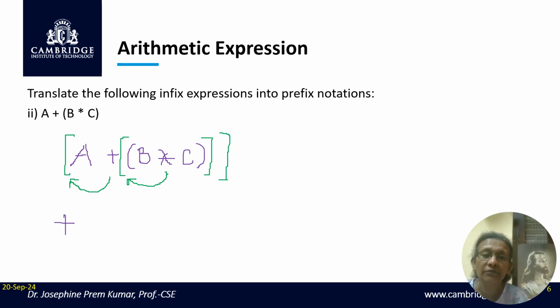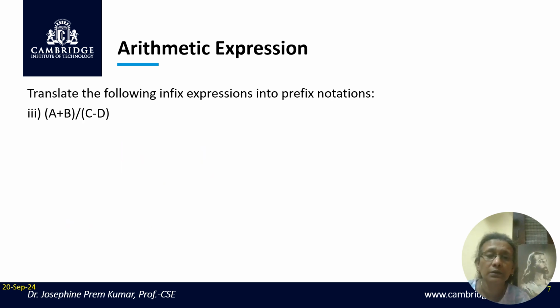Then I have A, then I have the left square brackets, so there I will put the star. Then I have B and then I have C. So you can see I get plus A star B C.